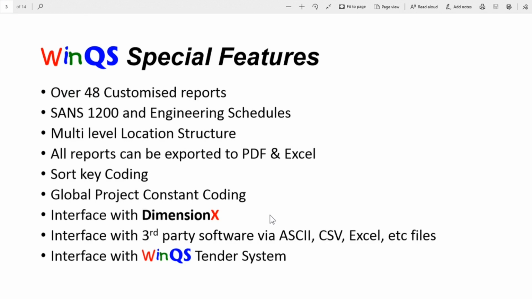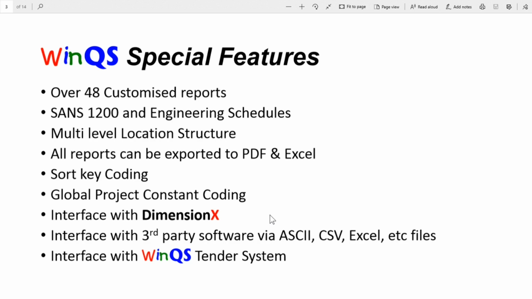The special features of WinQS include the over 48 customized reports, which include your bill printing reports, your cost analysis, your tender analysis, financial reviews, valuations. You can even print a specific dimension for a specific location that was measured by a specific user in the office. So it includes various reports, which means you don't have to edit those reports like you would have done in Excel. It's already set up by the WinQS software.